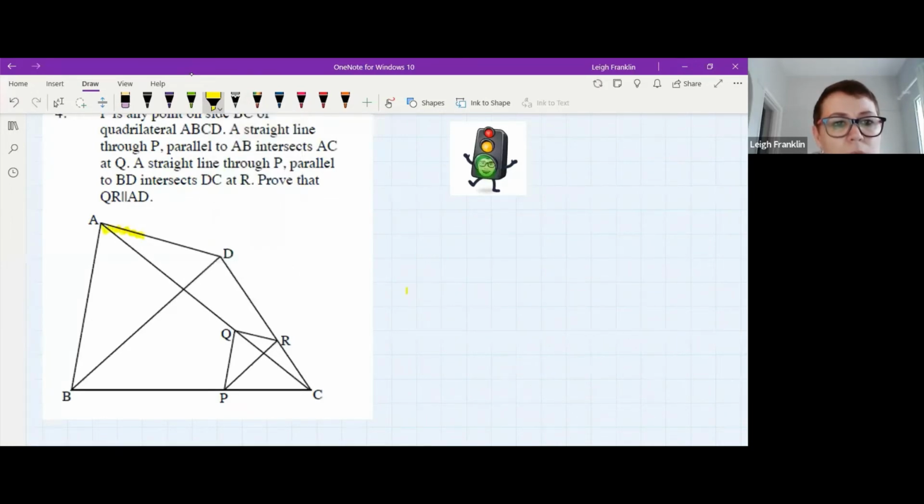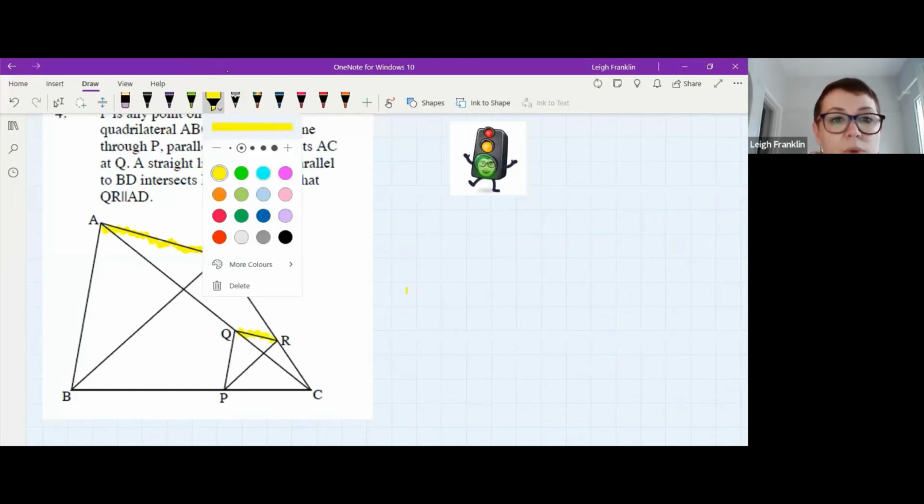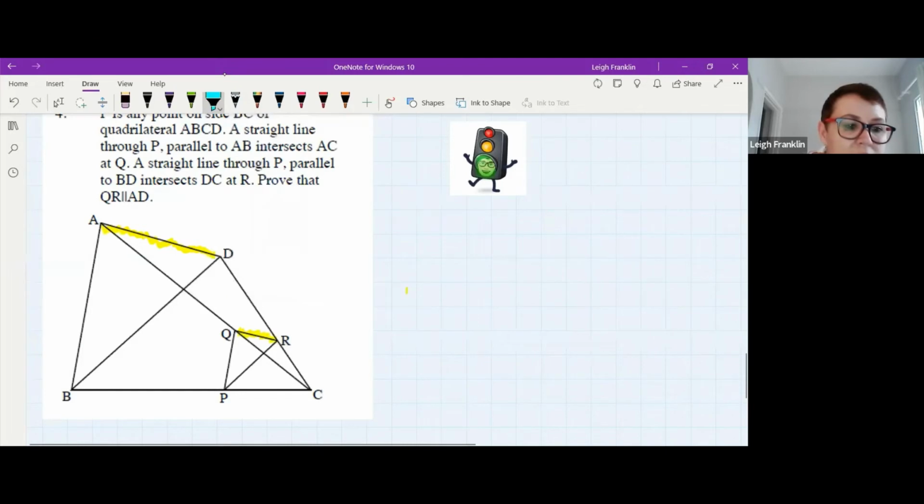Yes, ma'am. Okay, all right. So the line in yellow and that one in yellow, those are the ones that they want us to prove are parallel to one another. And the ones that they've given us are this one over here in turquoise, and this one over here that is in turquoise as well. That's all they've told us.